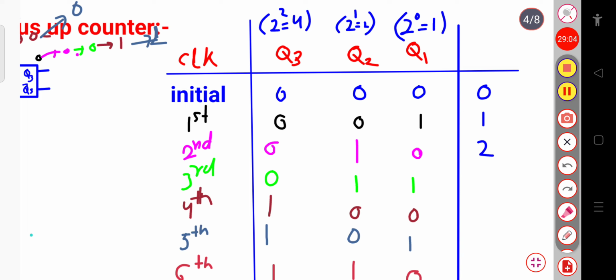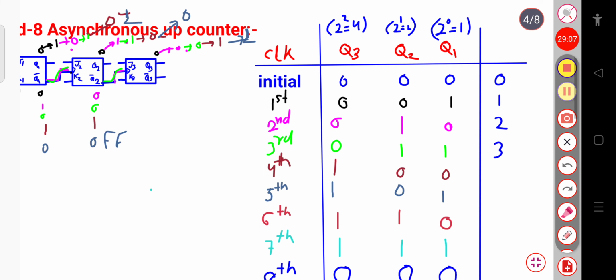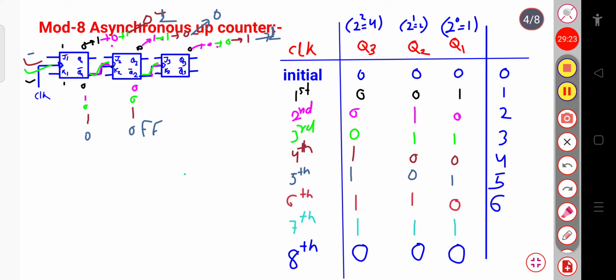And here 2 power 2 is 4. So this will be 1 into 4 is 4, and the other values are 0. And here 4 plus 1, that is 5. Here 4 plus 2 is 6. Now 1, 1, 1 means 4 plus 2 plus 1. 4 is multiplied with 1, 2 with 1, and 1 into 1. That will be 4 plus 2 plus 1, that is 7. So here is 7. Now for the 8th clock pulse, you can see that it will repeat from the initial value.